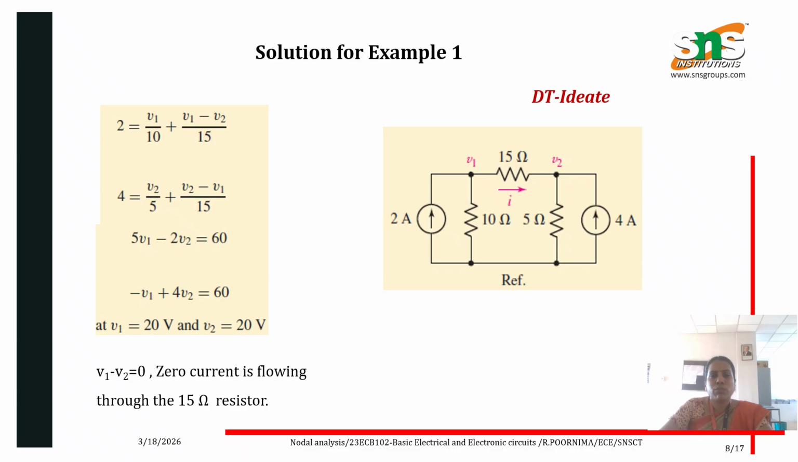So we obtain 5V1 minus 2V2 equal to 60, and the second equation, minus V1 plus 4V2 equal to 60. These two equations can be solved and we obtain V1 equal to 20 volt and V2 equal to 20 volt. For finding the current through the 15 ohm resistor, the difference between V1 and V2 becomes 0, so the current becomes 0.